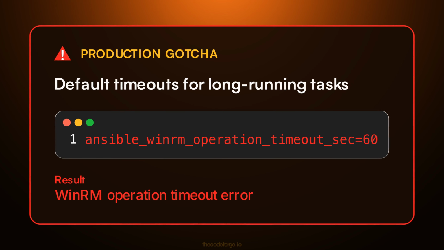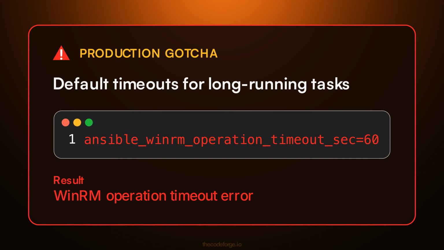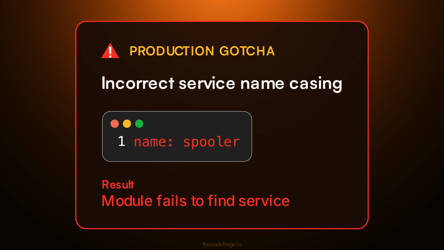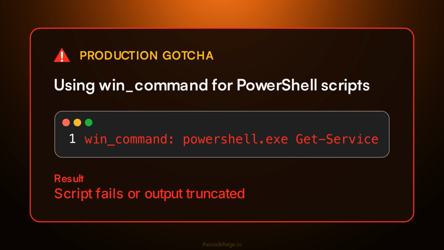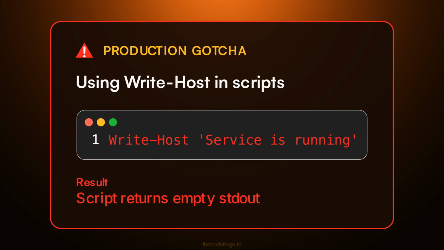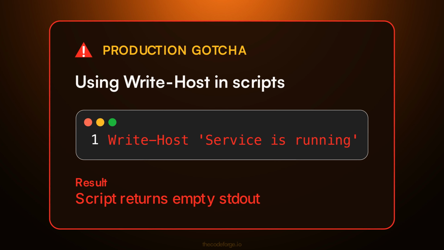If your playbook runs a task that takes longer than 60 seconds, you'll get a timeout error. Increase ansible_winrm_operation_timeout_sec and related timeouts to match your longest task. Service names are case-insensitive but must match exactly. Use Get-Service to verify the exact name. For example, spooler, not spooler. WinCommand does not support PowerShell pipelines or advanced features. Use win_shell with executable PowerShell.exe for any PowerShell scripts. Write-Host sends output to the information stream, not stdout. Use Write-Output instead to capture the output in Ansible.